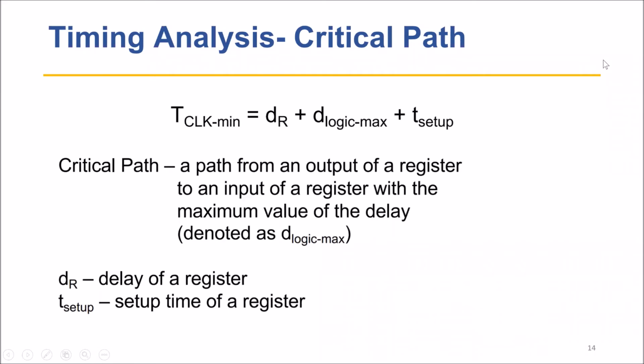We can find the critical path of a design as follows. Calculate the delay of all paths that start from an output of a register and go to the input of a register. A path that has maximum delay is the critical path. If we have the critical path delay, then we can calculate the minimum clock time of a design, and it should be equal to or bigger than the delay of a register plus the delay of the critical path plus the setup time of a register.